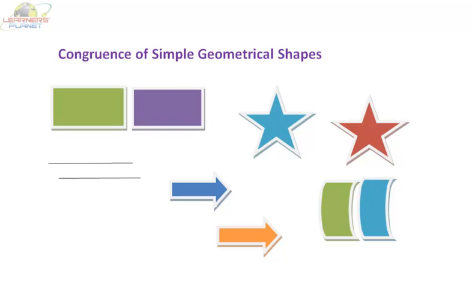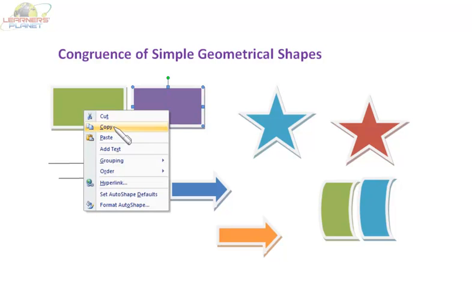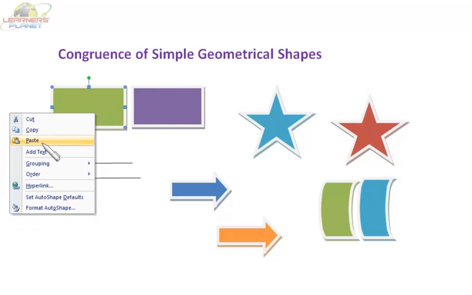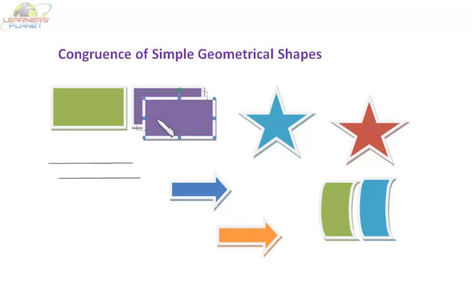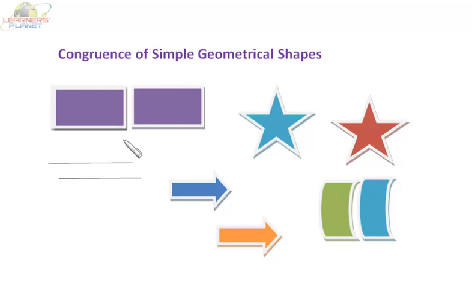Suppose I put this rectangle on the top of this rectangle. Now we cannot see the green rectangle over here. That means this rectangle and the previous one, both of them are same or identical in shape and size. So we call them congruent shapes.